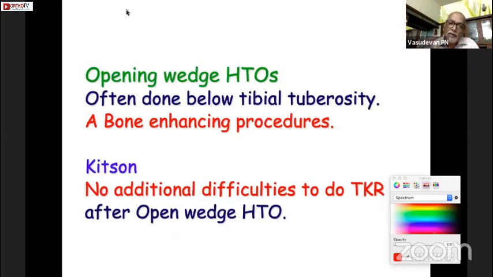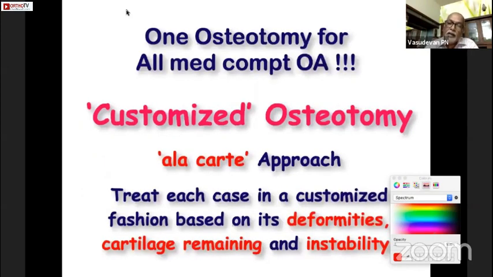So that is why in opening wedge HTOs, it's often done below the tibial tuberosity. It's a bone-enhancing procedure, and there are no additional difficulties to take care of in future. But the problem here is, can one osteotomy like HTO solve all medial compartment osteoarthritis? Yeah, it can never do that.